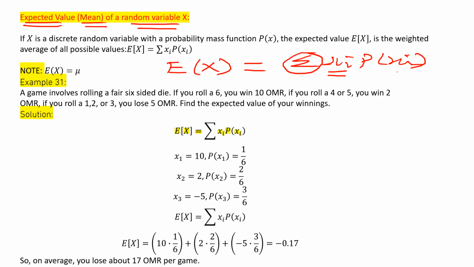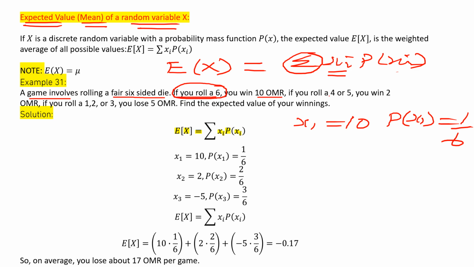Let us see this example. A game involves rolling a fair 6-faced die. If you roll a 6, then you will win 10 OMR. So let us define x1 = 10. So what do you mean by 10? If I am rolling a 6, then I win this game by 10 OMR. So what is the probability of x1? If I am rolling a 6, then I will get 10 OMR. So P of x1 = 1/6.